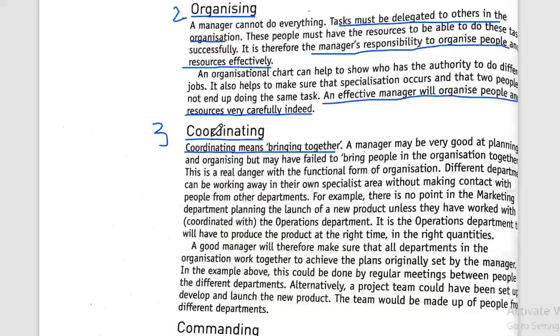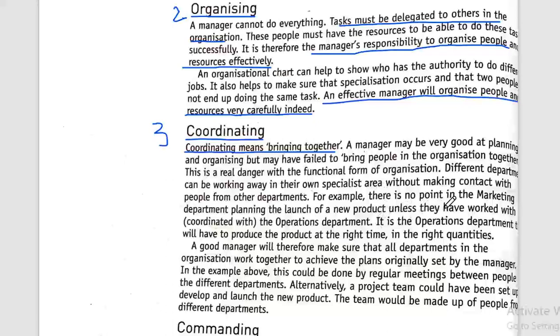So when I'm talking about coordination, making sure that all the different departments are working towards the same goal. So I plan for the aims of the business. I'm organizing which employee should do which task, and now I'm going to coordinate the whole business, the whole departments, in order to achieve this goal.